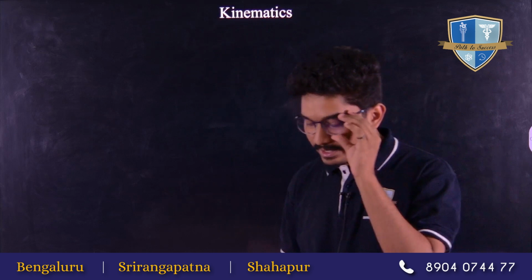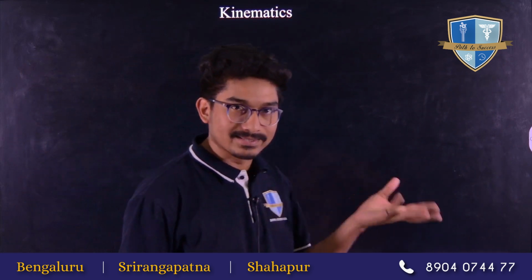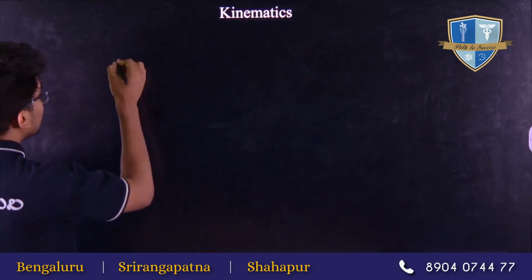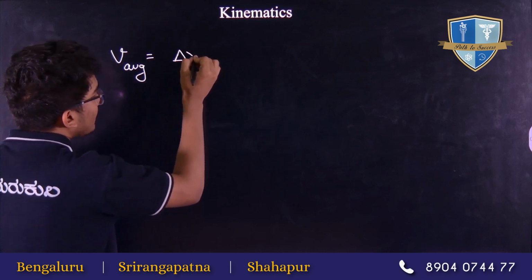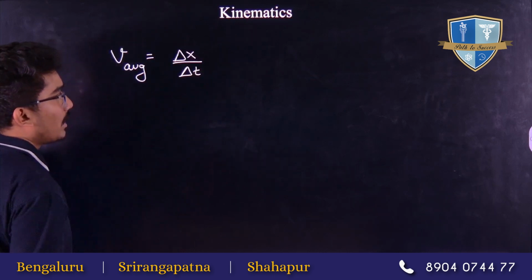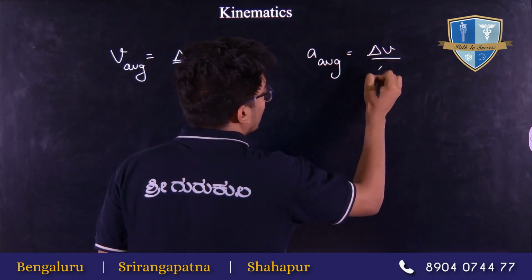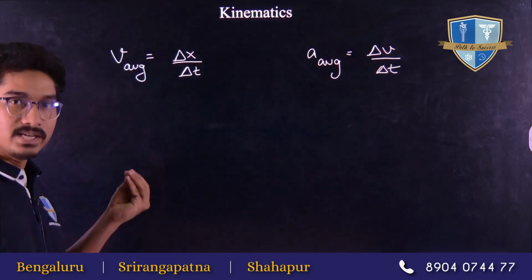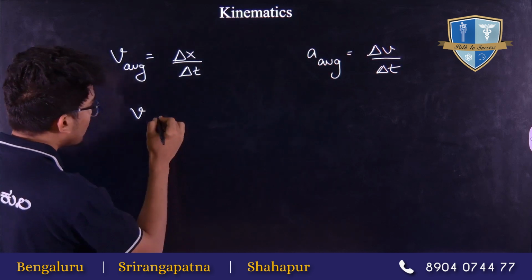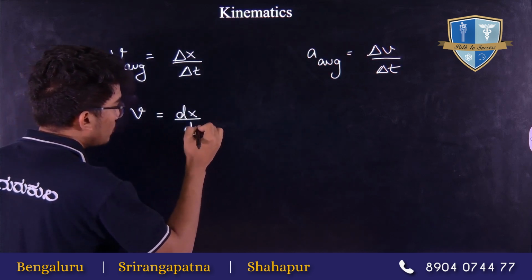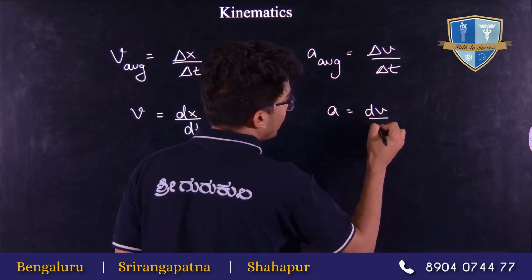So motion in a straight line in kinematics, the very basics of this chapter is to study displacement, velocity and acceleration. Now what is velocity? First we study average velocity. Average velocity is total displacement divided by total time. Similarly we have average acceleration, which is total change in velocity by total time. Correct? And we have instantaneous velocity and instantaneous acceleration. Instantaneous velocity is simply denoted by v, and it is equal to the differentiation of x with respect to time, which is dx by dt, and instantaneous acceleration is dv by dt.